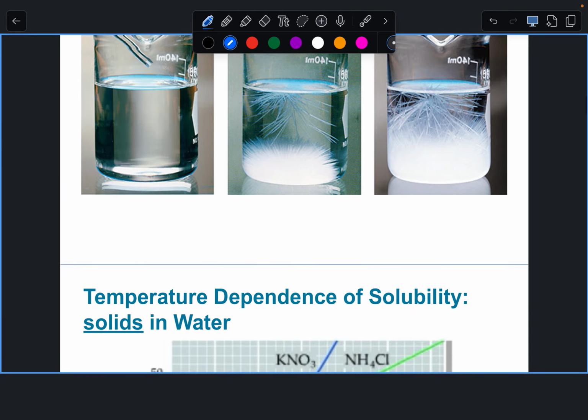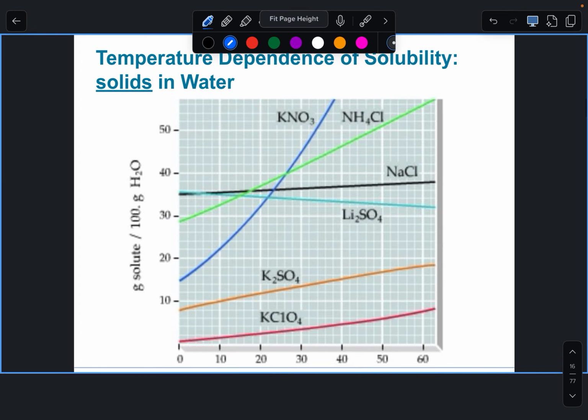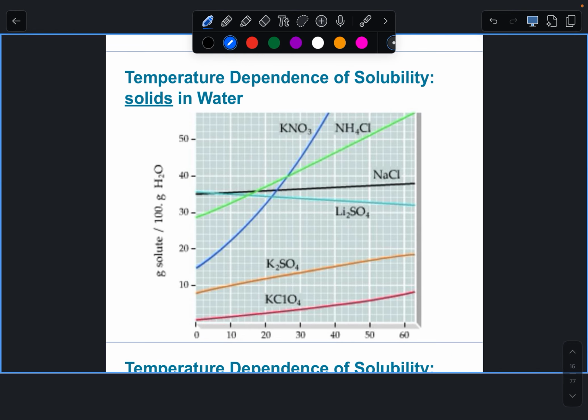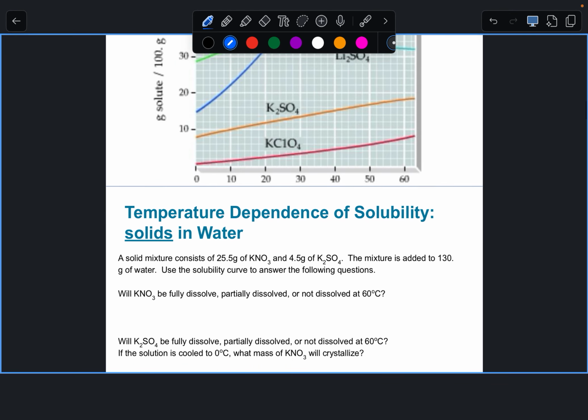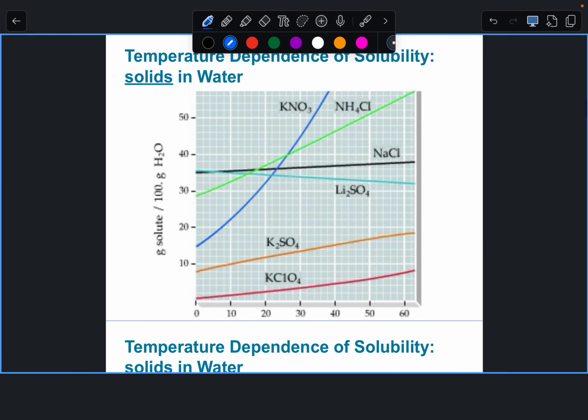Okay, so now we're going to use specific data and basically use these questions down here to understand how to read a graph like this. So just a quick reminder of how you do it. We've got this potassium chlorate here, and we're at, say, 20 degrees Celsius. Each of these lines is 2 grams, and this is grams of the solute in 100 grams of water.